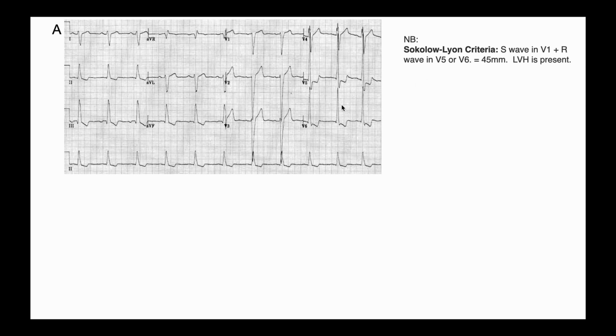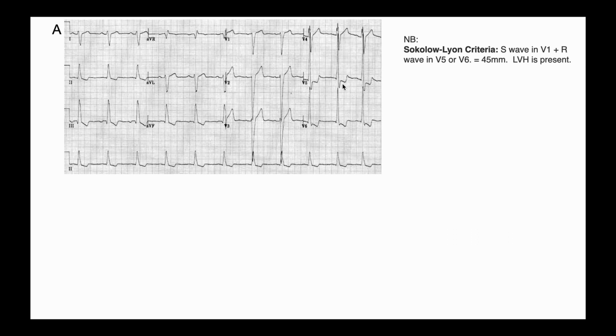With the Sokolow-Lyon test, what we do is we take the S wave in V1 over here, then we take the R wave in either V5 or V6, the one which is longer, and it must be equal to 35. Any number which is more than 35 indicates that there is left ventricular hypertrophy. And so we can count it.